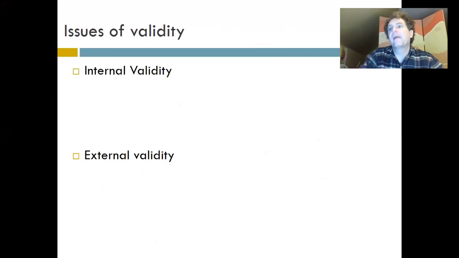Okay, so that's the idea of a classic experiment, with all those elements. Now let me talk about some of the problems with experiments, some of the issues that experimenters deal with. There are two problems: problems with internal validity and problems with external validity. Let me talk about them one by one.